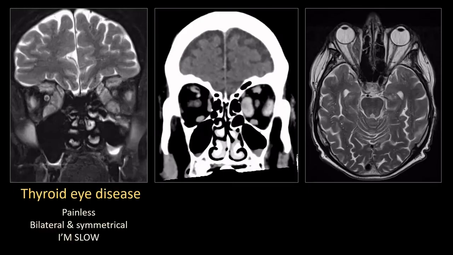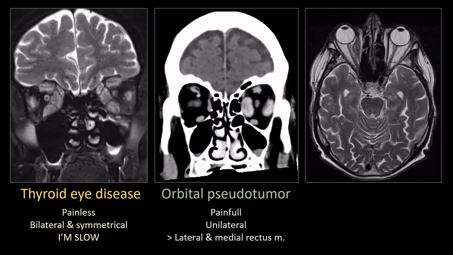So let's summarize our pathology of the conal space and the extraocular muscles. We have seen thyroid eye disease, generally a chronic and painlessly developing disease in which extraocular muscles are, in the majority of cases, bilaterally swollen, and this is often symmetrical. And you can use I'm slow to see if the order of the involved muscles corresponds with what we expect in thyroid eye disease.